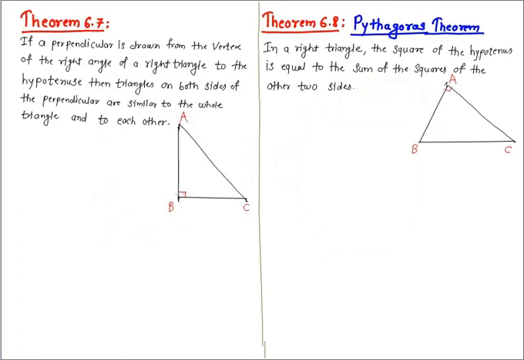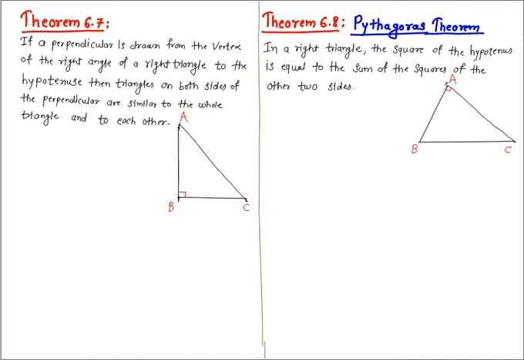In this session, we are going to cover Theorem 6.7 and Theorem 6.8 of Triangles chapter. Let's start with Theorem 6.7. It states that if a perpendicular is drawn from the vertex of the right angle of a right triangle to the hypotenuse, then triangles on both sides of the perpendicular are similar to the whole triangle and to each other.